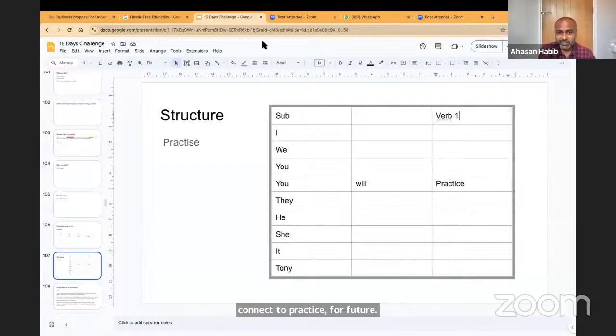We'll make 9 plus 9, 18 sentences in one breath. So your purpose is to give me 18 sentences in one breath. So please unmute yourself.